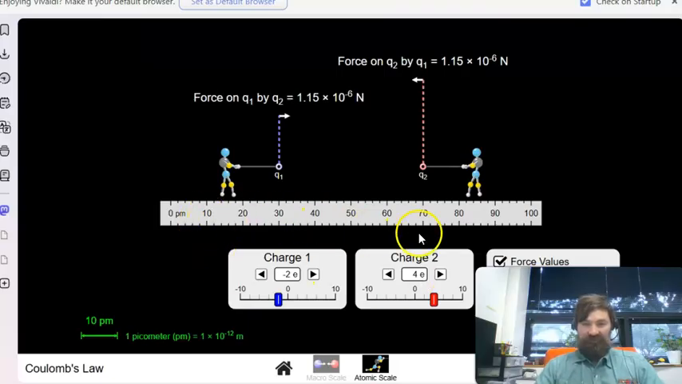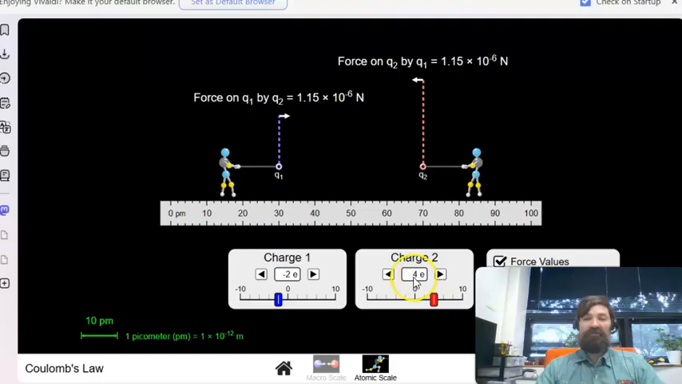The distances here are given in picometers. A picometer is 1 times 10 to the minus 12 meters. And then this is the location of each of these charges. So these two are 40 picometers apart. 30 to 70 is 40. And what you can see here is how much force in newtons is exerted on each charge, and then the arrow gives the direction of that force.